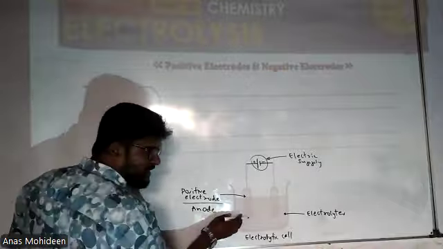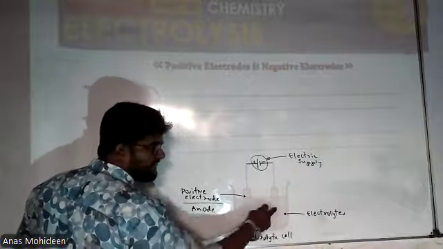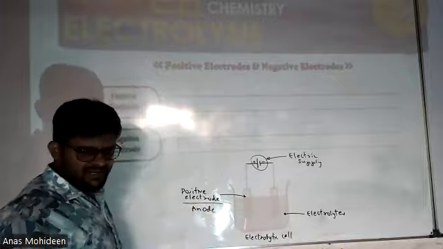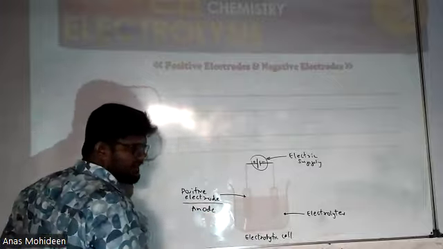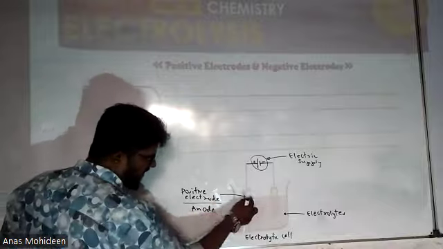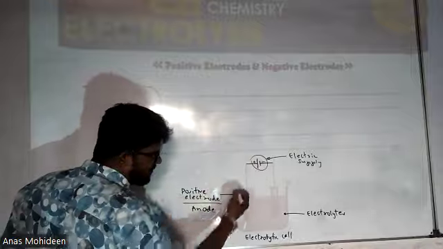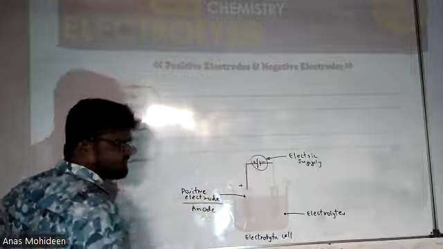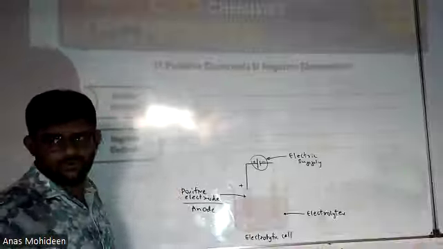These are the two electrodes. What is the material we are using? Graphite, carbon, graphite. Or else platinum we can use. Now the electrode which is connected to the positive terminal also becomes positive. So it is the positive electrode, or else we name it as the anode.